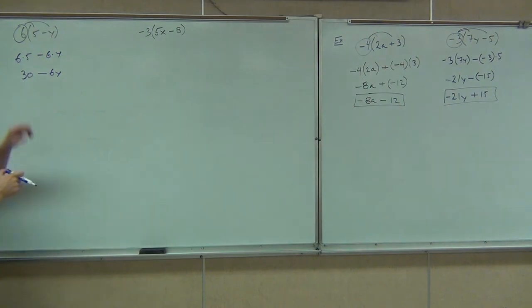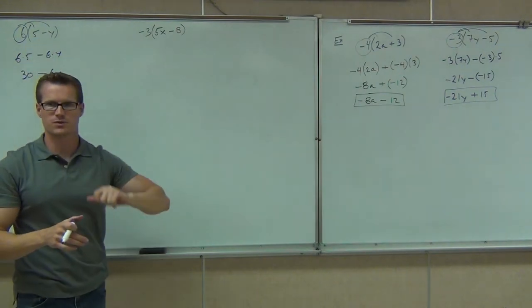Good. Could you have gotten there directly from here? Sure. 6 times 5 is 30. 6 times negative y, you have to consider negative y, is negative 6y. That's where we put the minus 6y. So you can go directly from here to there.